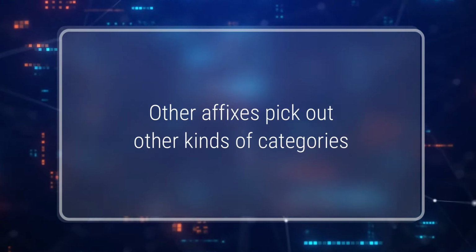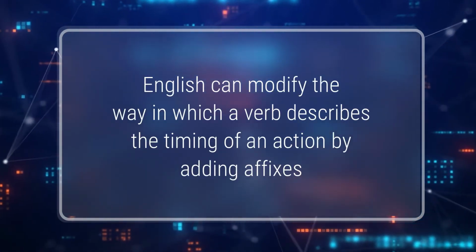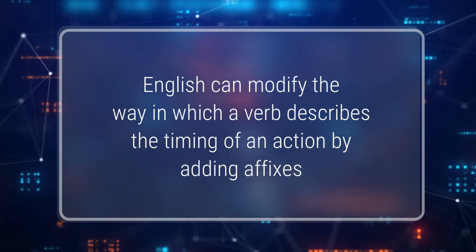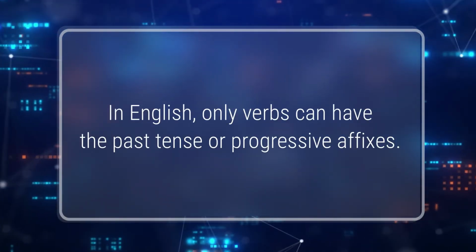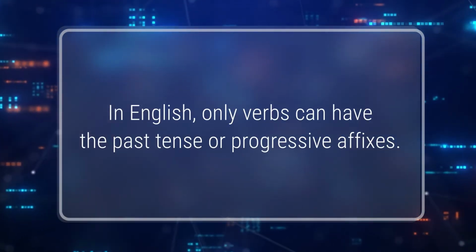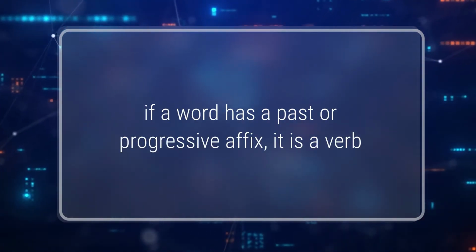Other affixes speak to other kinds of categories. English can modify the way in which a verb describes the timing of an action by adding affixes, like I dance, I danced, I am dancing. In English, only verbs can have the past tense or progressive affixes. That is, if a word has a past or progressive affix, it is a verb.